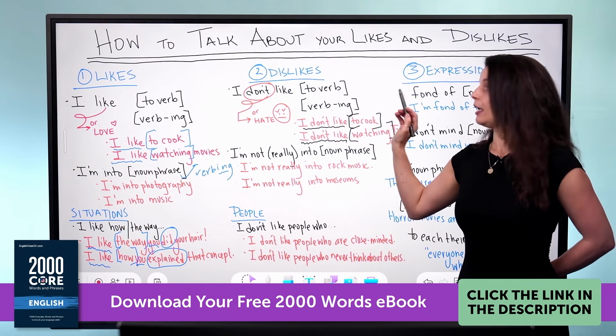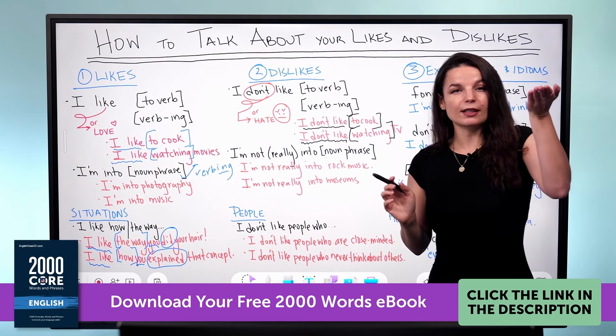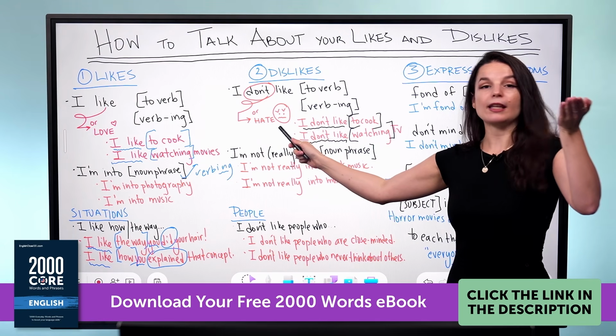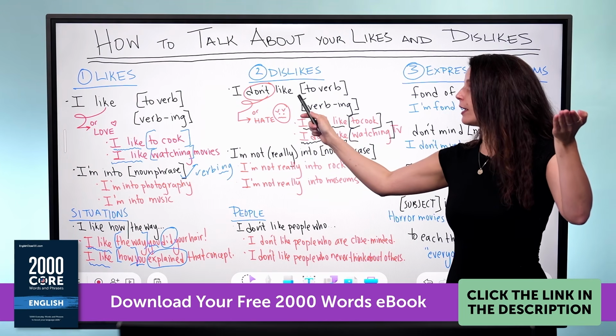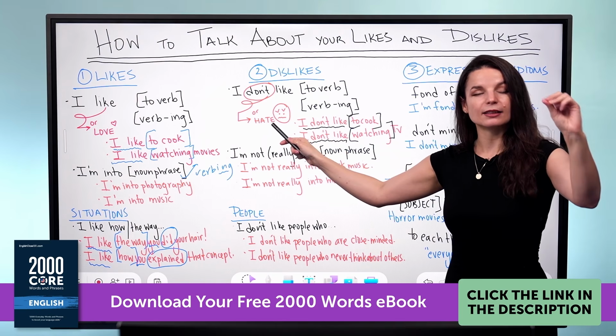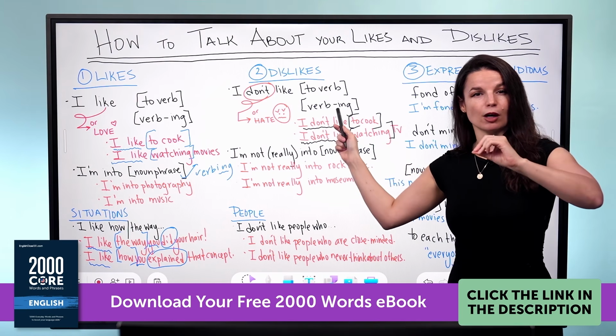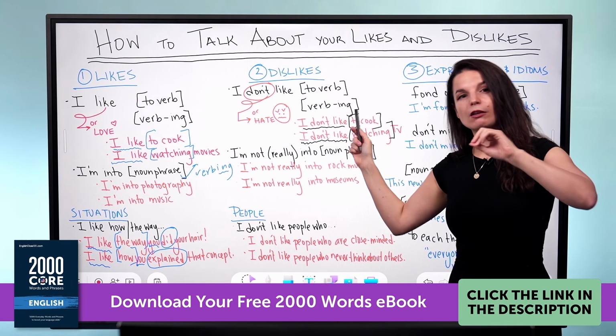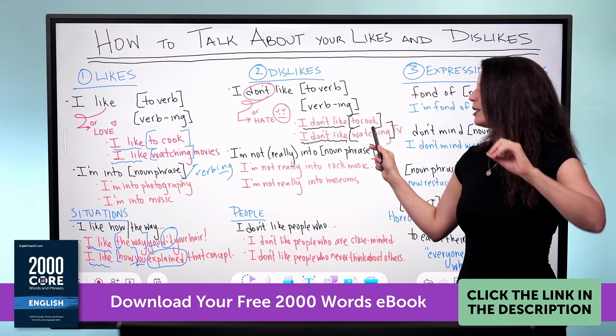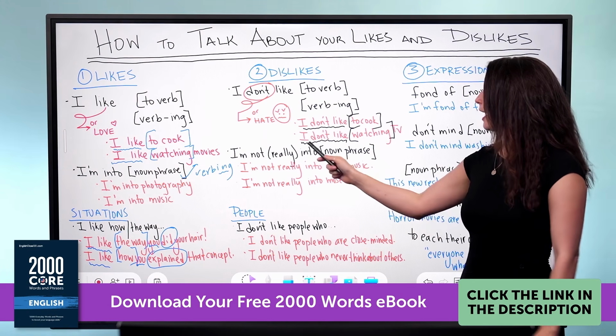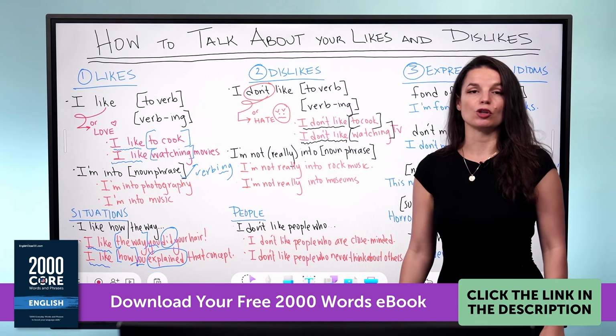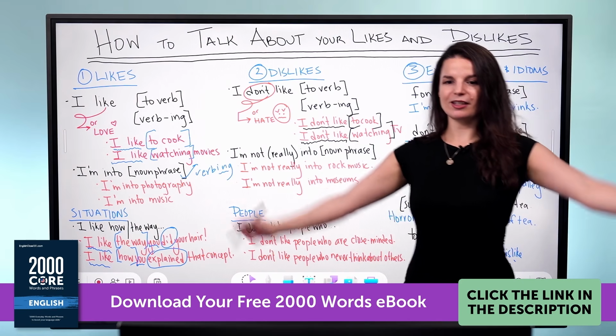If you want to increase the level of your feeling, we can change I don't like to hate. I hate to verb. I hate verbing. So I hate to cook. Or I hate watching TV. You can use both of those. Okay, let me see your examples.